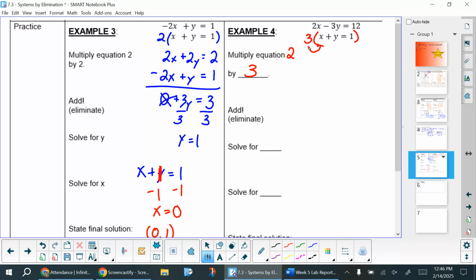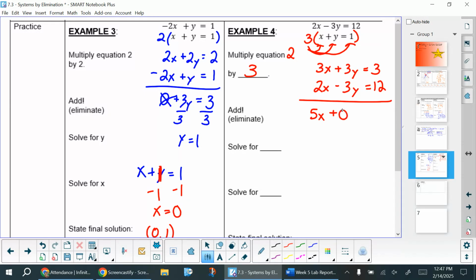And we'll multiply through by the 3, and that'll give us 3x plus 3y equals 3. And I can bring down my other equation, 2x minus 3y equals 12, and we can add them together. 3x plus 2x is 5x. 3y minus 3y is 0, and 3 plus 12 is 15. That goes away, and I can solve my equation by dividing by 5. x equals 3.